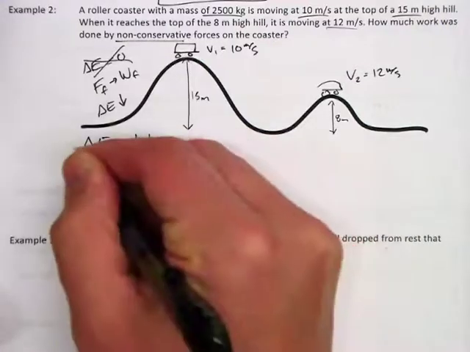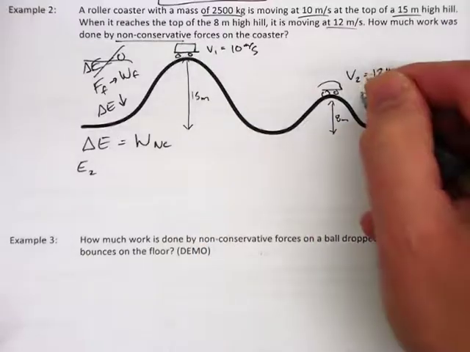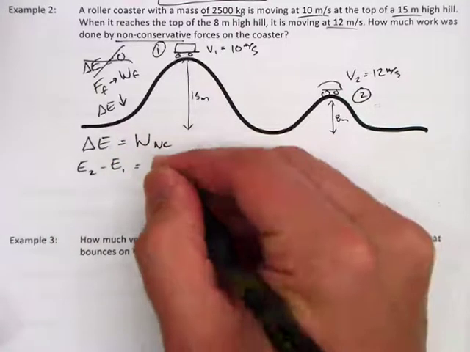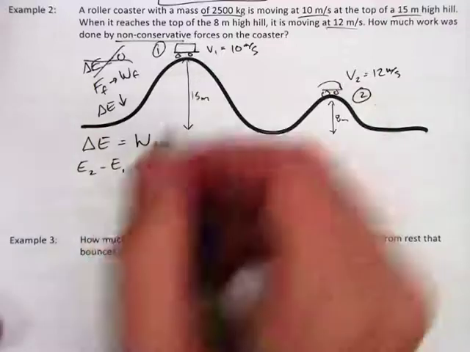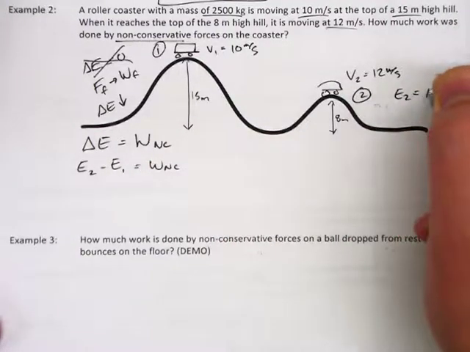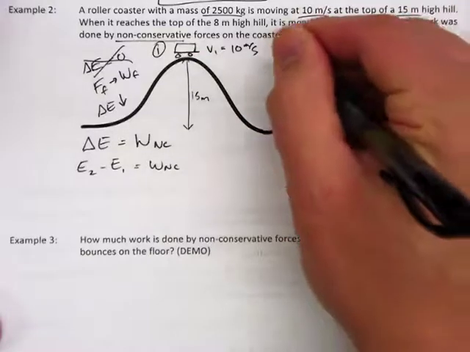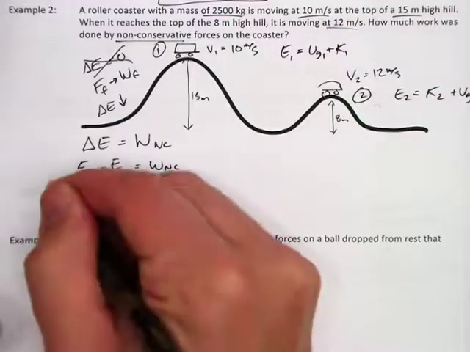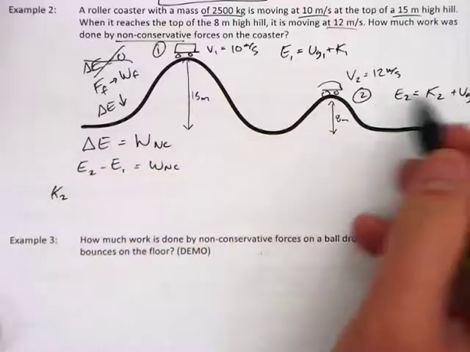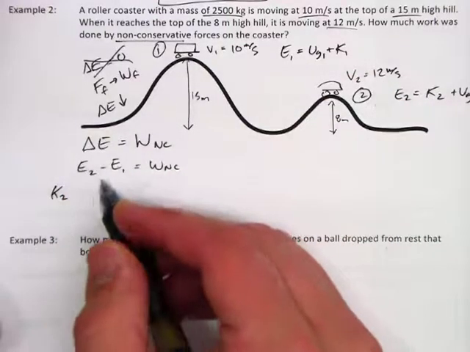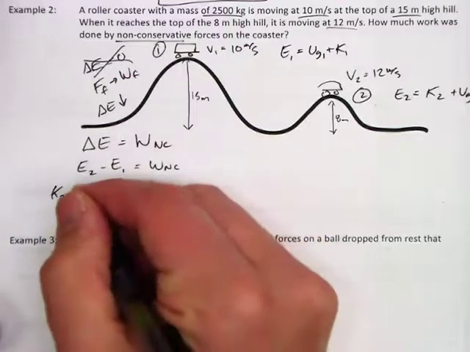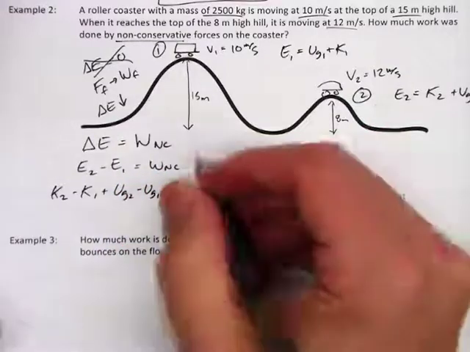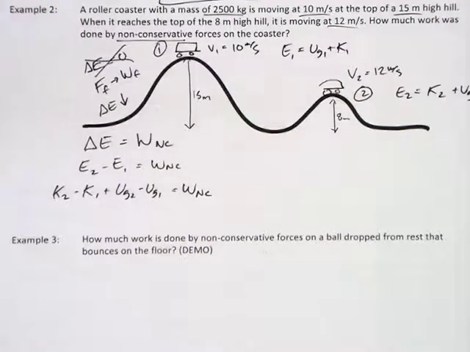So delta E will be the difference between the total mechanical energy at position 2, call this position 2, call this position 1, minus the total mechanical energy at position 1. And that'll equal the work done by non-conservative forces. Well, we know at position 2, we have the kinetic energy plus the UG. And at position 1, we have the potential energy plus the kinetic energy, in either order. So E2 will just be K2 plus UG2, but let's put the kinetics together. This will be K2 minus K1 plus UG2 minus UG1. So this is my delta K plus my delta UG, and that's going to equal the work done by non-conservative forces.